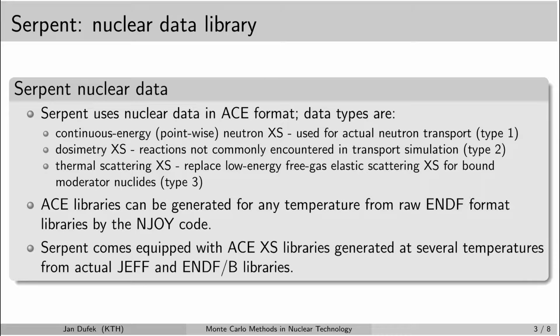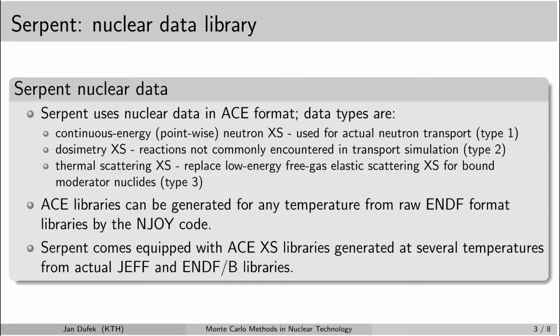As for the format of the nuclear data, the Serpent code is using the so-called ACE format, which is common to a number of other codes, among others the MCNP. So the ACE format actually was developed for the MCNP code, but other codes are adopting this format as well. It's convenient to use the same library for different codes.